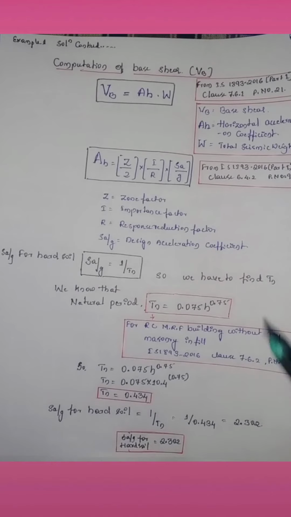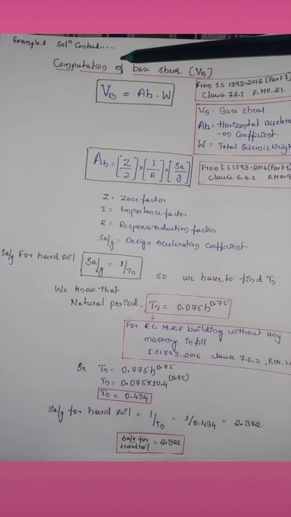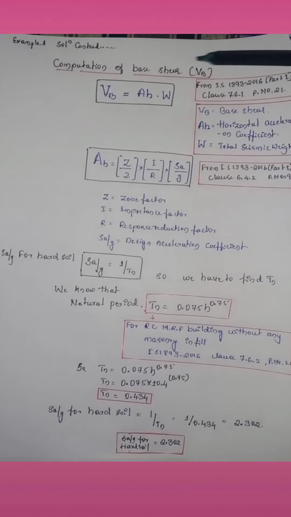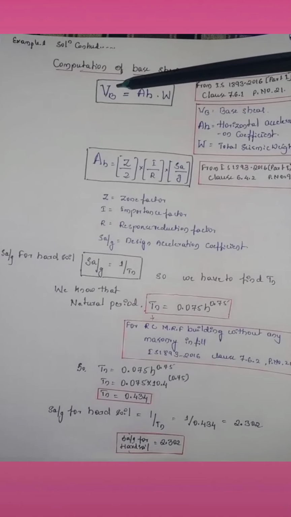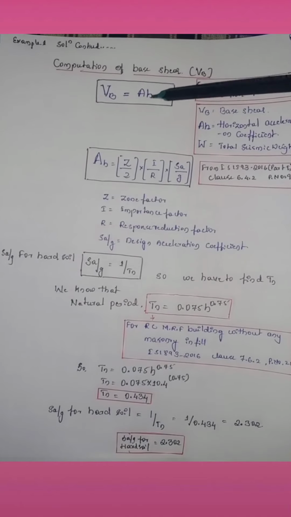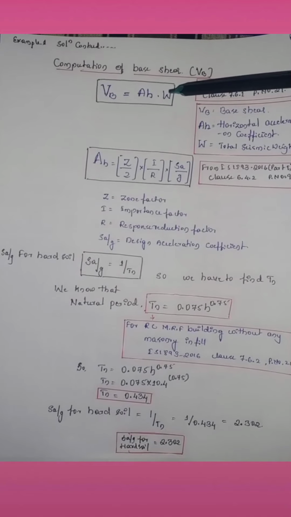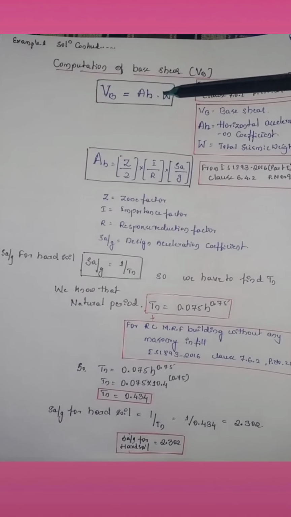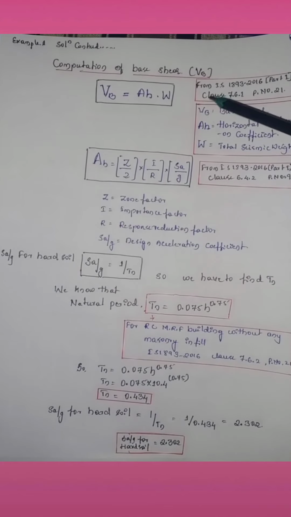Next, we need to calculate the base shear. Computation of base shear is the next step. You have a formula for base shear, that is VB is equal to AH into W, where AH is the horizontal acceleration coefficient, W is the seismic weight and VB is the base shear. This formula is from IS 1893 2016 part 1, clause 7.6.1, page number 21.